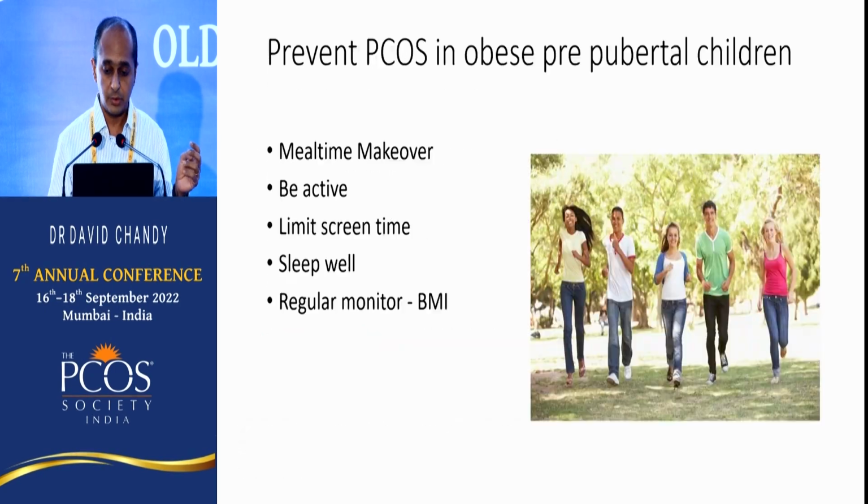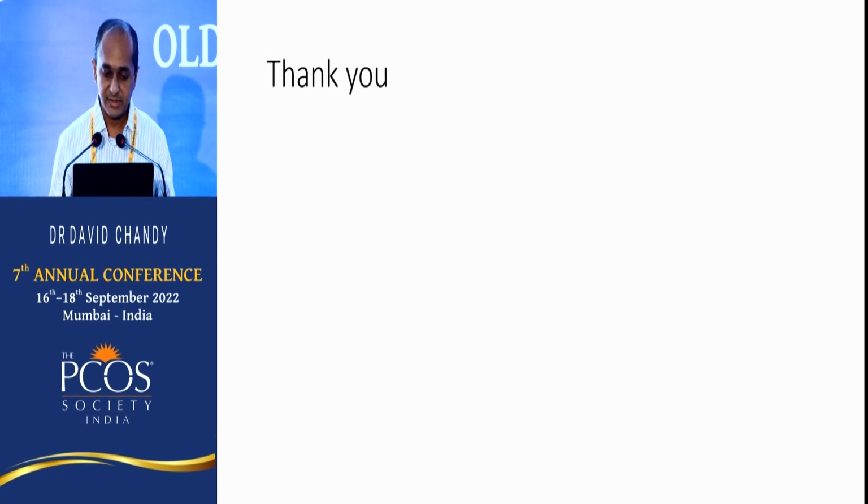versus 15% in control. So to conclude, to prevent PCOS in obese prepubertal children, you need to change the lifestyle, make healthier meals, be active, limit screen time, sleep well, and regularly monitor the BMI. So that's it. Thank you.